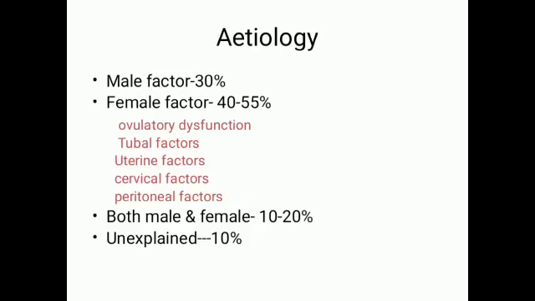What are the causes of infertility? In 30% of cases it is male factor, and in 40 to 45% it is female factor. And the female factors are ovulatory dysfunction, tubal factors, uterine factors, cervical and peritoneal factors. Both male and female will contribute to 10 to 20% of cases. And in 10% of cases, we cannot find a cause. They are called unexplained infertility.